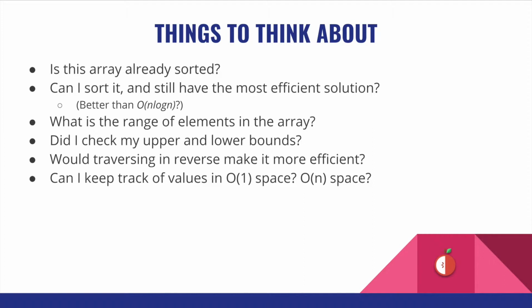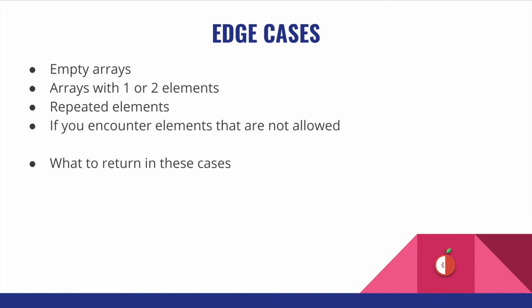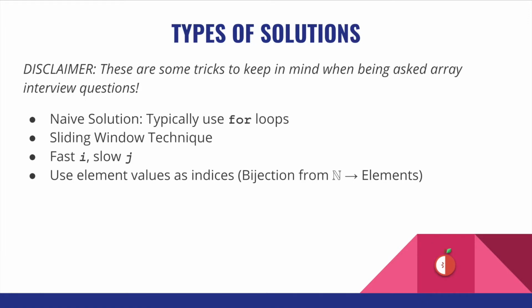What is the range of elements in the array? Sometimes the question will say elements will be from 1 to n. Did I check my upper and lower bounds? Am I having any index out of bounds errors, etc.? There are not a lot of edge cases that we need to test here, but a couple are empty arrays or maybe null arrays, arrays with few elements. If our array only had one element, the pointer method actually fails. Repeated elements can sometimes be a bother. But in general, if we have any of these edge cases, all we want to do is ask our interviewer what we should do in these edge cases, and handle them accordingly.